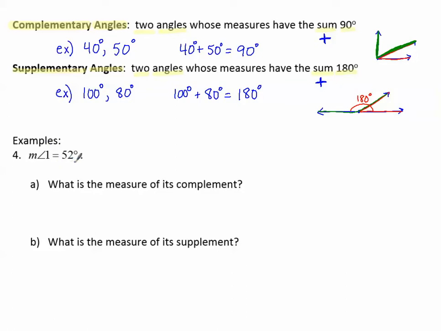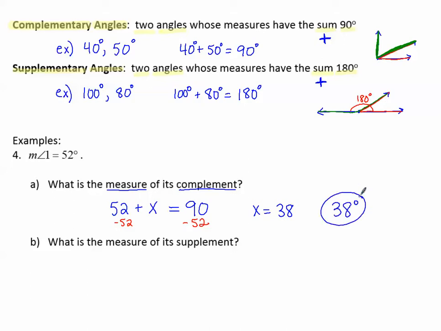The measure of angle 1 equals 52 degrees. What is the measure of its complement? So complement means the other angle that will make the two angles complementary. Therefore, 52 plus some other angle has to equal 90, since complementary means adding up to 90 degrees. So let's get the x by itself. We will subtract 52 from both sides, and we get that x equals 38. So the measure of its complement is 38 degrees.